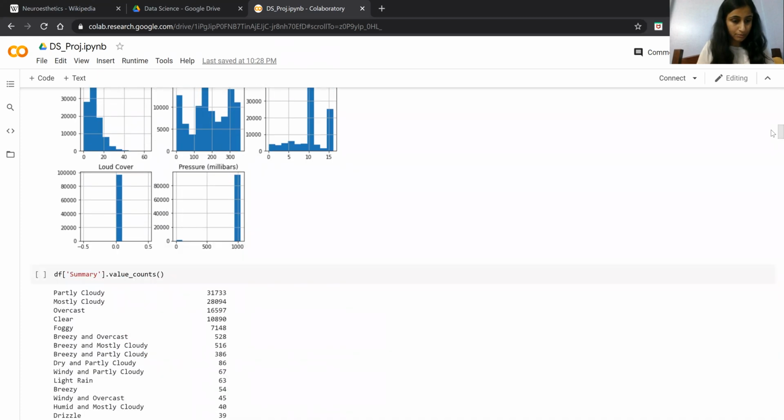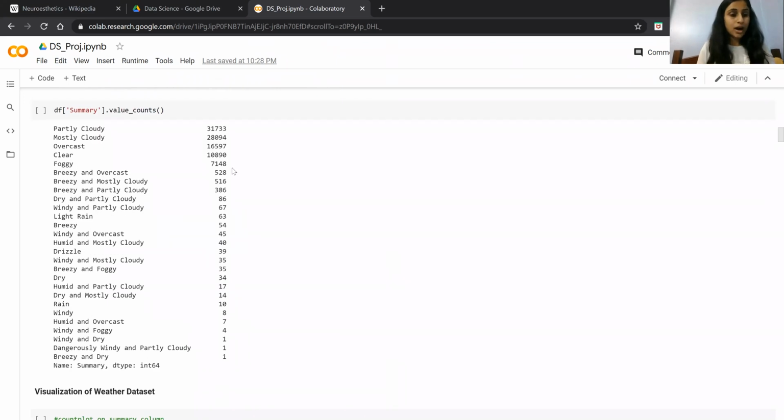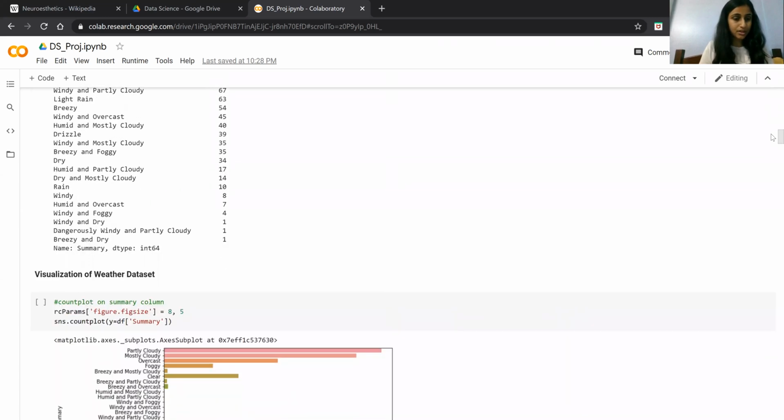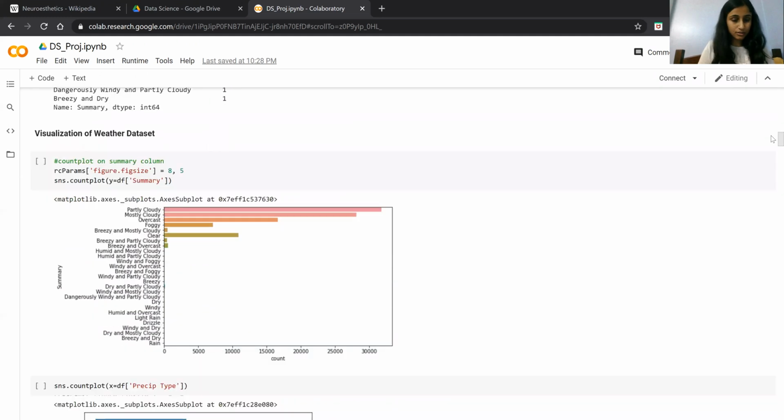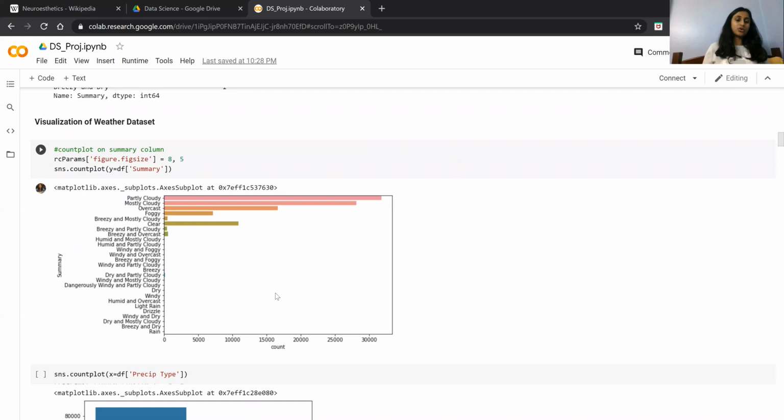Moving on. Under the summary column, we are just counting how many values belong to each category of summary. These are the different categories under summary: partly cloudy, mostly cloudy, and so on, breezy and dry. I think there are about 15 different types of summary values. So we've printed the number of rows belonging to each category of the summary. In order to make it more appealing and more understandable, we visualized it as follows.